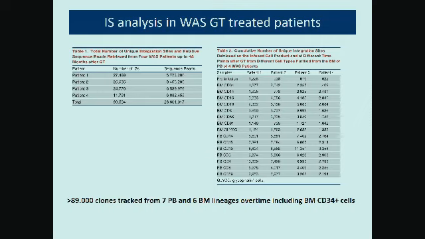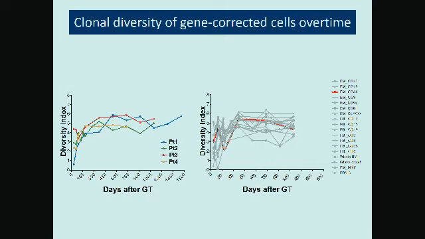So we could cross-compare what was going on in the bone marrow and what was going on in the peripheral blood. And we tracked more than 89,000 clones from 7 peripheral blood and 7 bone marrow lineages over time, including the compartment which is composed by bone marrow CD34 positive cells.